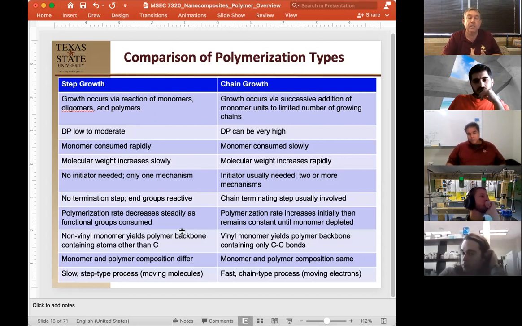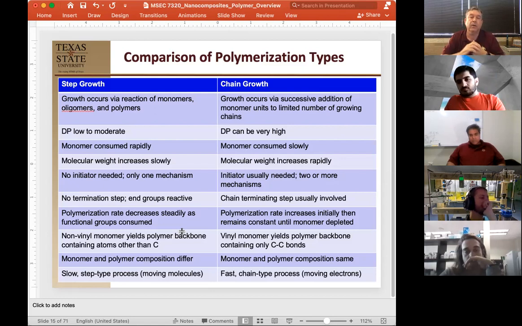Molecular weight increases slowly because it's going stepwise. Molecular weight increases rapidly in chain growth because the individual chains are growing in a sea of monomer. No initiator is required. Sometimes they can help start, they'll help activate the reaction, but they're not required. And they use the same mechanism all the way through.